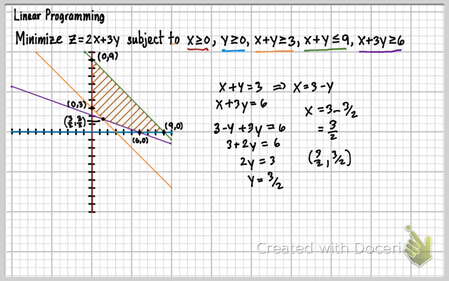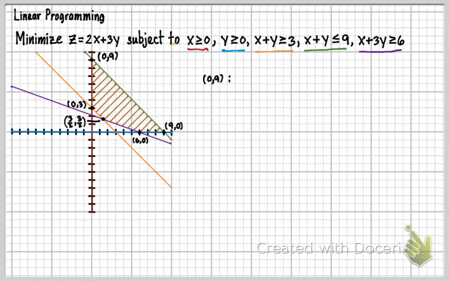So now that we have the corner points, we can now minimize the equation z equals 2x plus 3y. And that's what we're going to do now. So the first point we're going to pick is 0, 9. So that's going to be z equals 2 times 0 plus 3 times 9. And that's going to be 27. So the next point I'll pick is 0, 3. And that's going to be z equals 2 times 0 plus 3 times 3. And that's going to be 9.